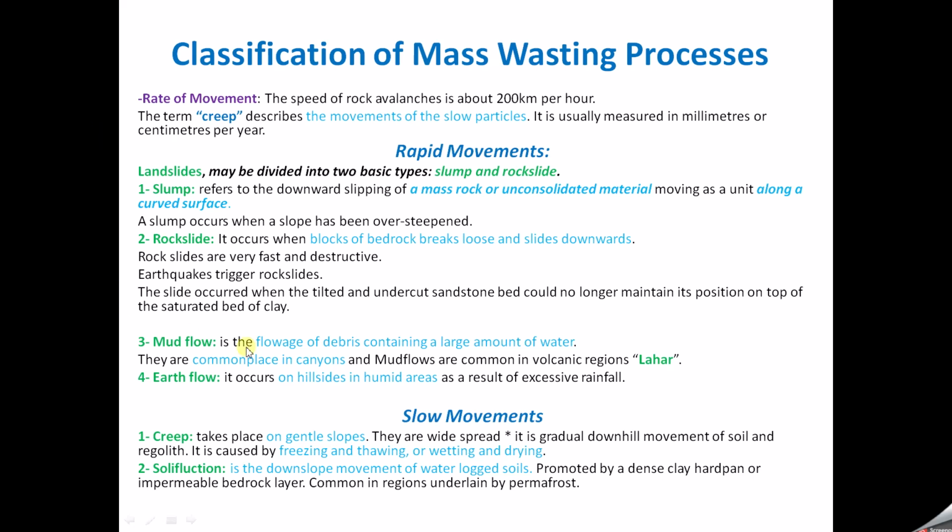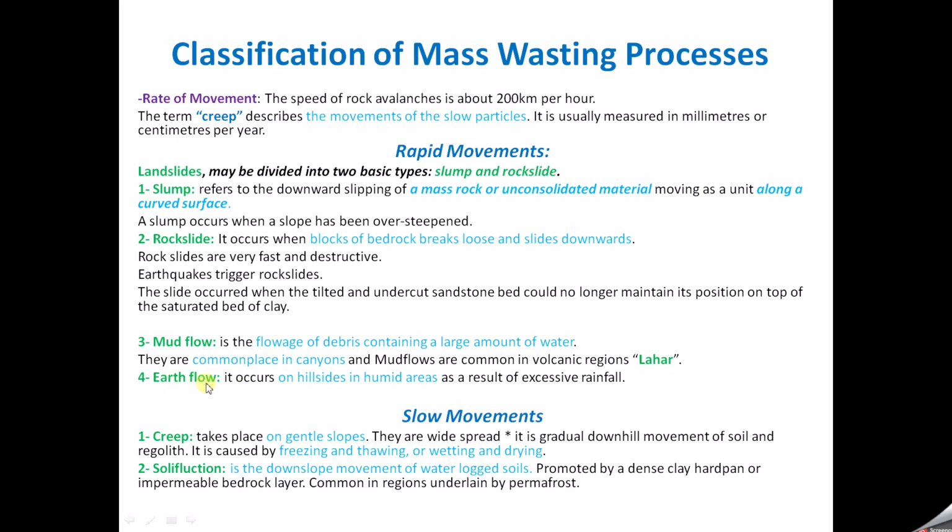Now mud flow is the flowage of debris containing a large amount of water. So we need water here with the mud. They are commonplace in canyons, and mud flows are common in volcanic regions, where they are called lahar.